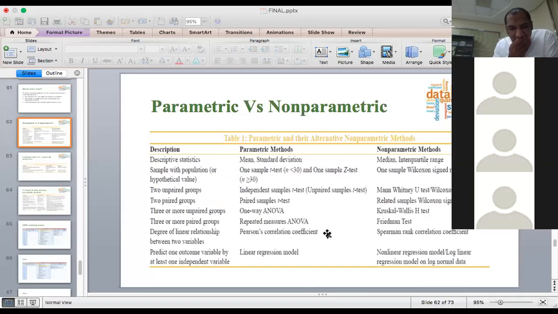For example, first is the descriptive statistics. For parametric methods, we report the mean and the standard deviation. And for non-parametric, we report the median and IQR. So for parametric methods, I always recommend that you do not go less than 30 samples.